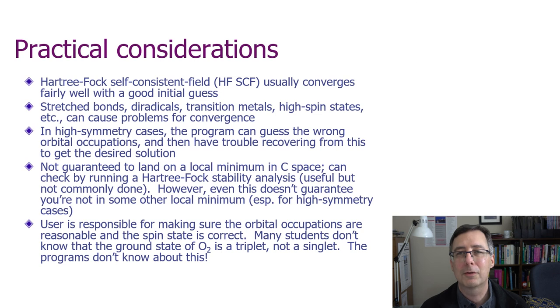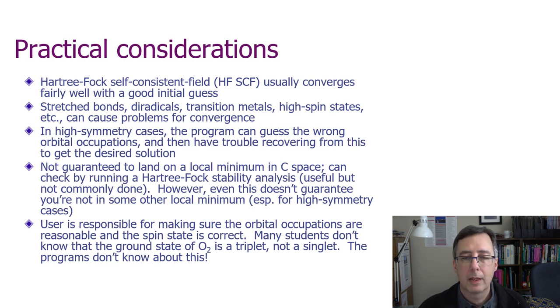So the user is responsible for knowing what spin state they're trying to solve for. If you have a nice, well-behaved, normal molecule, a lot of them are closed-shell singlets, and so that is a good guess, but it won't save you if you encounter a molecule like O2, where the user is the one that has to know that's a triplet, because the program doesn't.